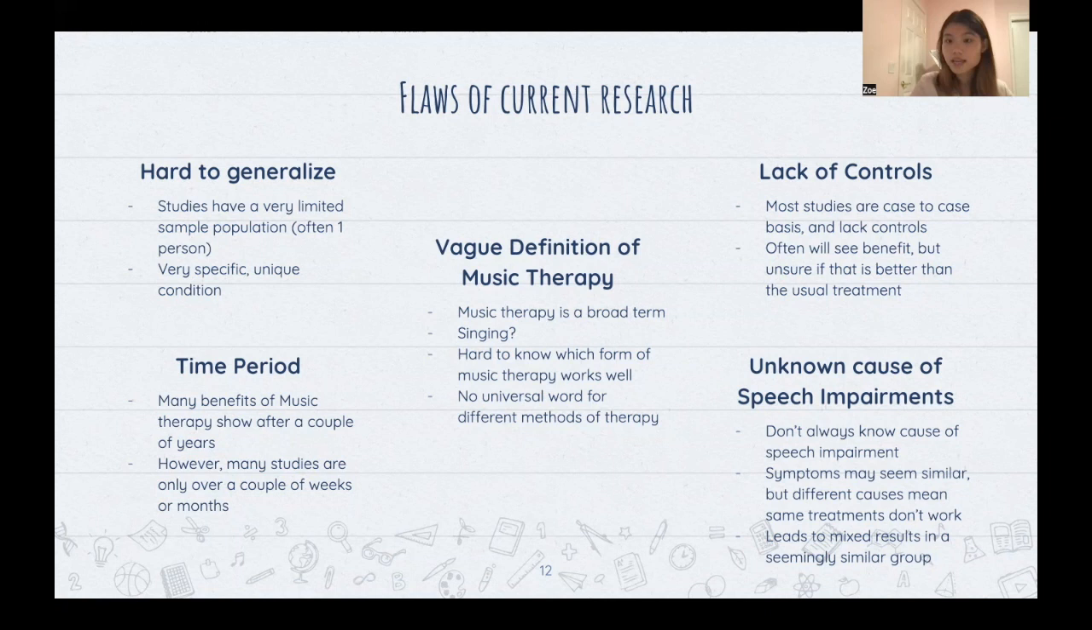Next, there is a lack of controls. Since many studies are done on a case-to-case basis, there won't be any controls used. So often you'll see a benefit in the patient, but you're unsure if that benefit is actually from music therapy or if that same result could have been attained just from usual treatment. And lastly, unknown cause of speech impairments. We don't always know the cause of speech impairments. And while the symptoms may seem similar, the different causes will mean that some treatments will work on some and some won't. And this will lead to mixed results in a seemingly similar group, which can create a lot of confusion.